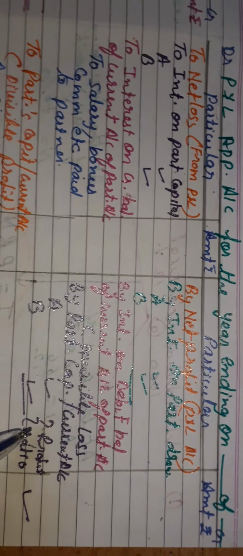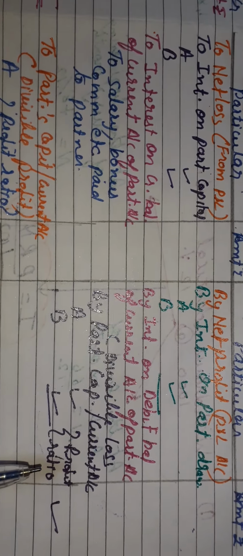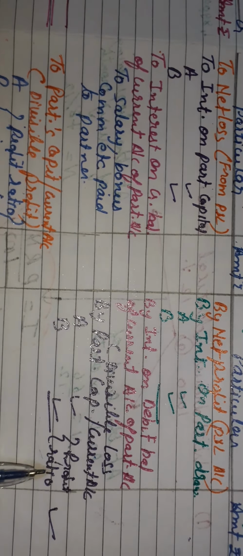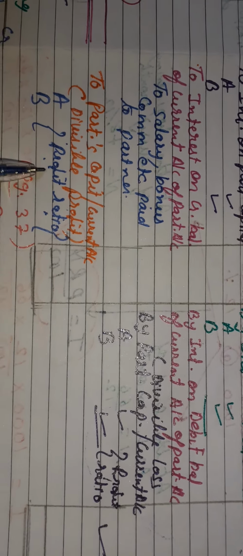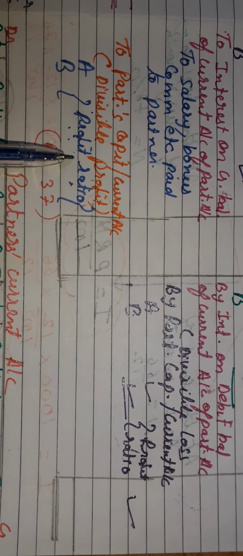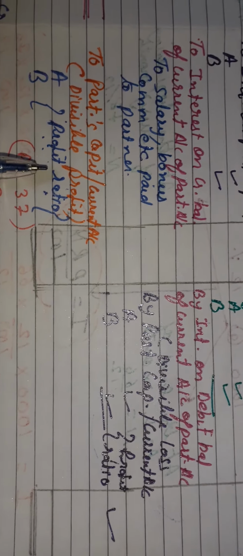So if you are getting a loss here, you are going to transfer this balance on the asset side. If you are getting income here, that means divisible profit, you are going to transfer this on the liability side, in the partners' current account.